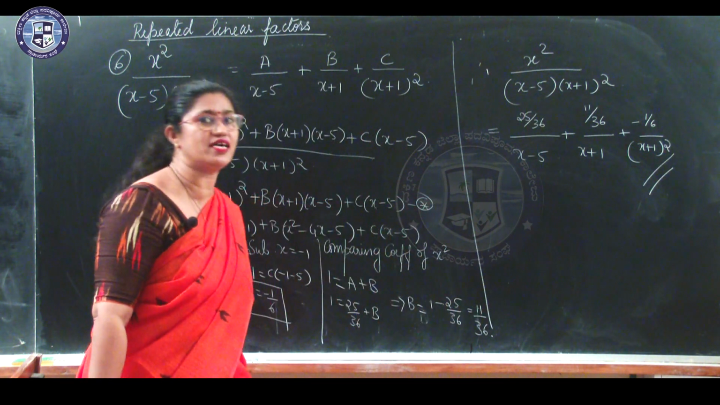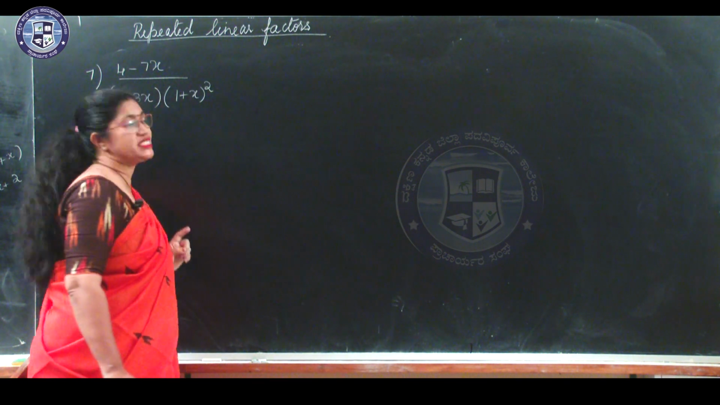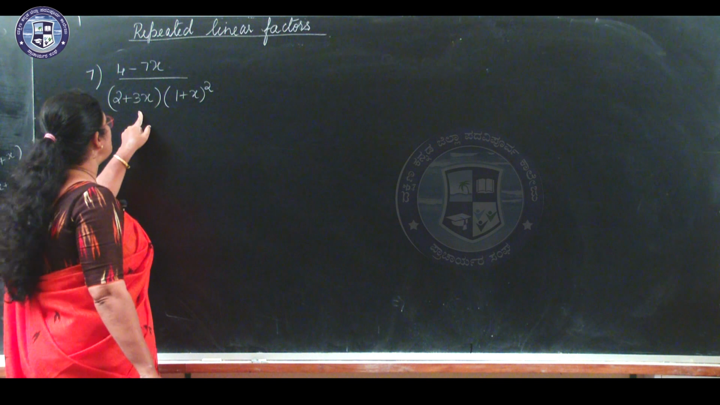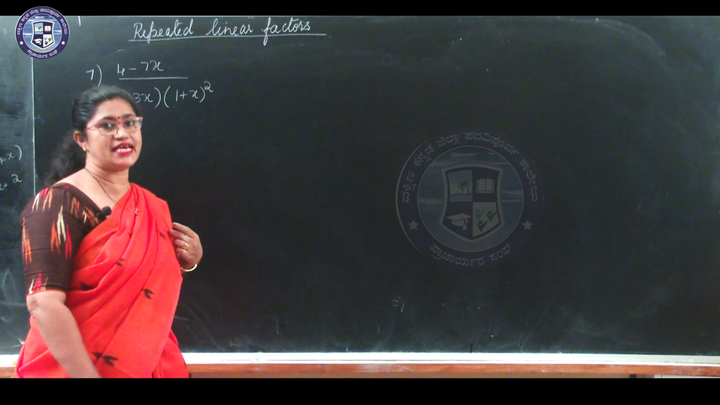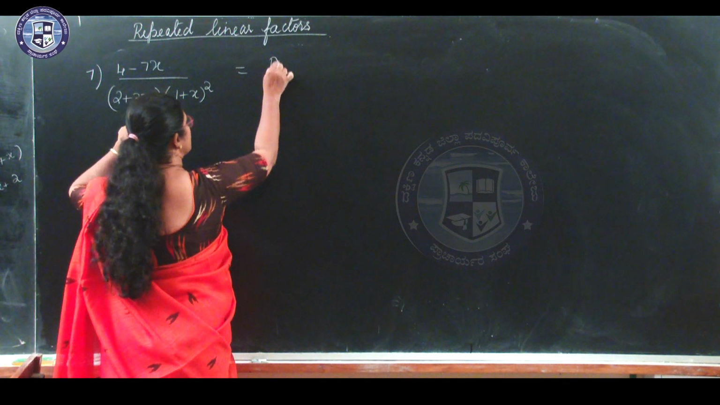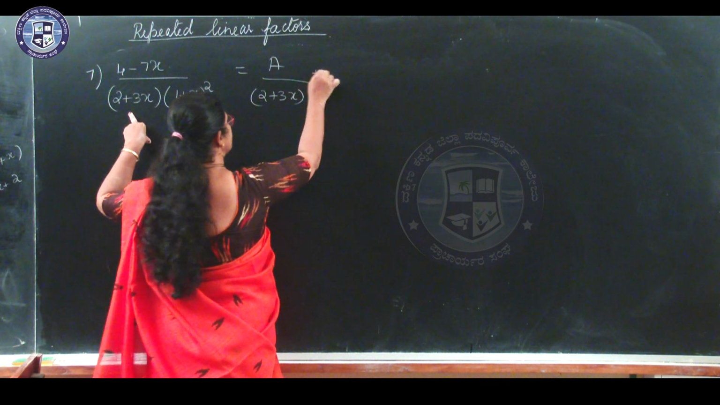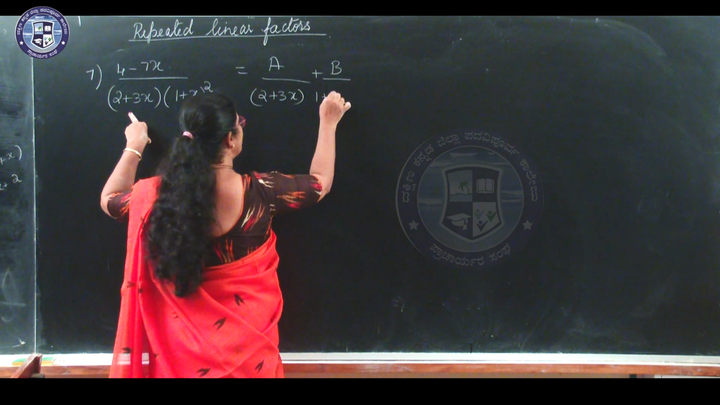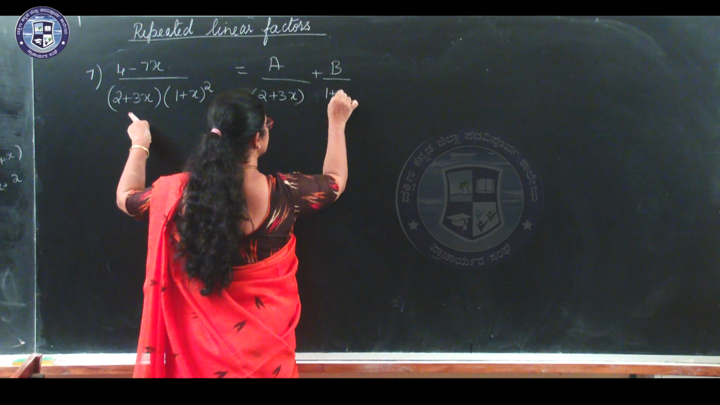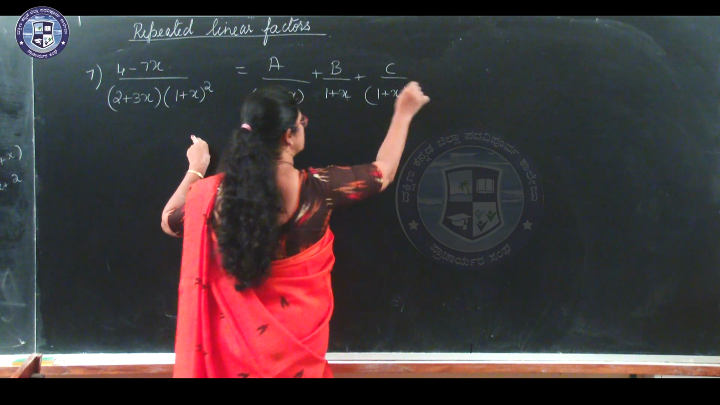Question number 7, (4 minus 7x) by (2 plus 3x)(1 plus x) the whole square. So, now we already know how to split this. So, I write a by (2 plus 3x) plus b by (1 plus x) plus c by (1 plus x) the whole square.